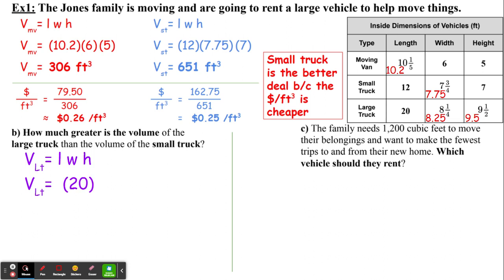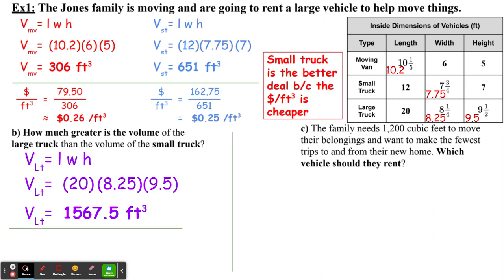Well, the large truck's length is 20, the width is 8.25, and the height is 9.5. If you multiply all that, you get 1,567.5 cubic feet. So that's the volume of the large truck. We already found the volume of the small truck up top, right up here. So if we do the volume of the large truck minus the volume of the small truck, we'll find the difference between them. So 1,567.5 minus 651, you get a difference of 916.5 cubic feet. That's how much bigger the large truck is versus the small truck.